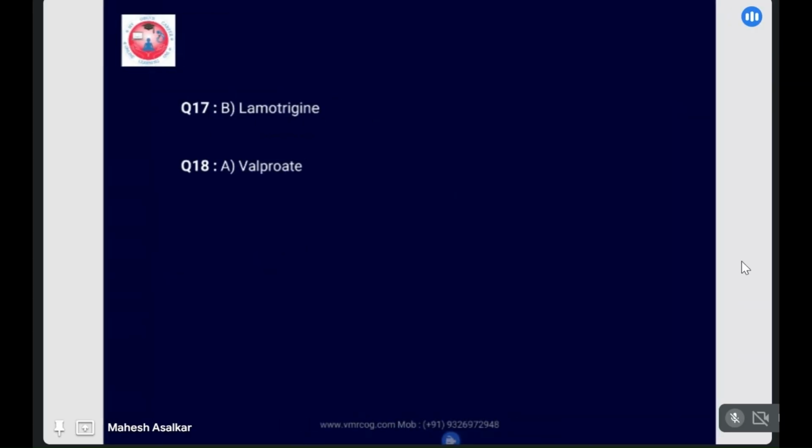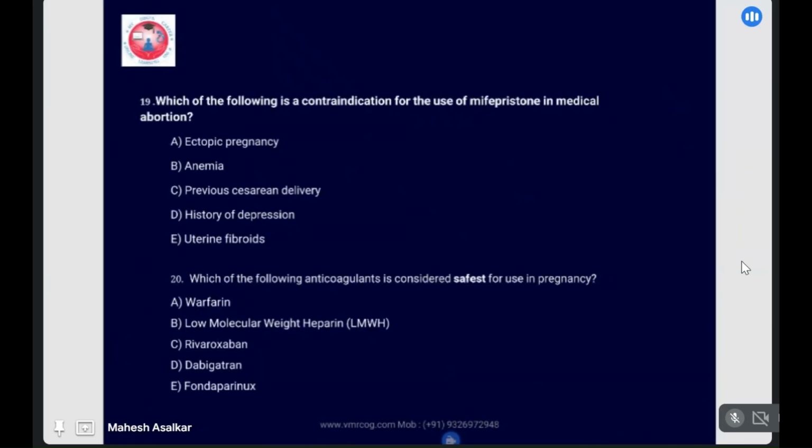So question 17, lamotrigine. Lamotrigine is safe in pregnancy. So lamotrigine is the drug of choice, and valproate is to be avoided because it causes neural tube defects. Yes. Correct. Next, I think these are the last two questions. Who will answer? Dr. Priyanka, you want to take these 19 and 20?